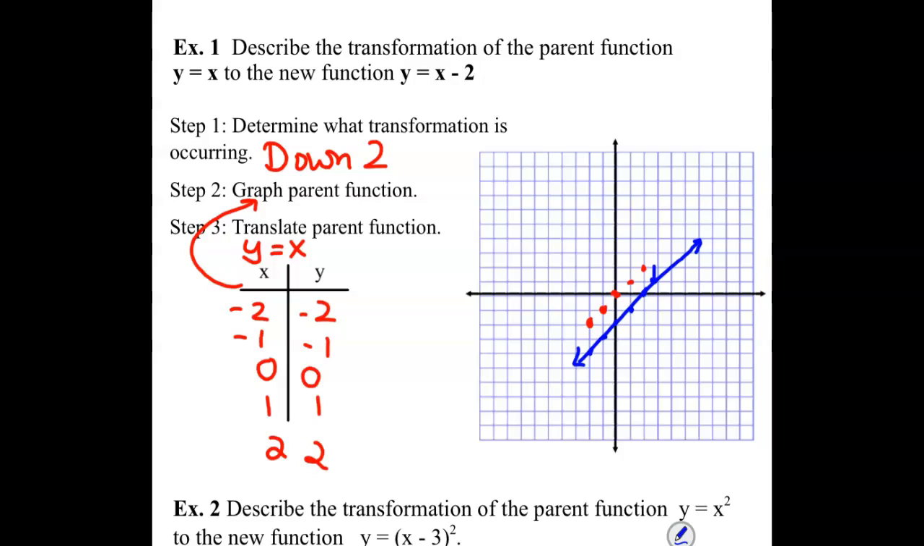Now, I want you to think of this in terms of y equals mx plus b. What is the slope of that equation? 1, yes? My parent function had a slope of 1. That's why these two look parallel. What is the y-intercept for this one? -2. So instead of starting at the origin, I started at -2. That means I've shifted it down 2. Does that make sense? Okay.